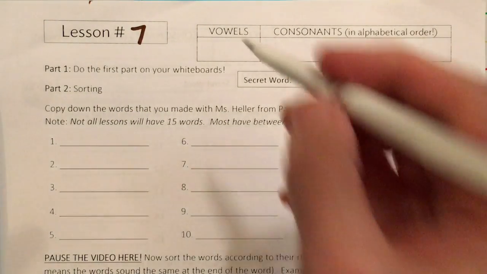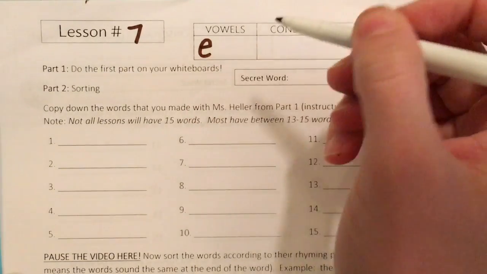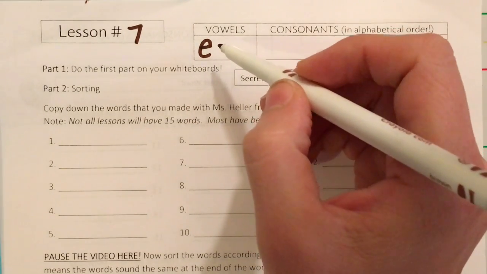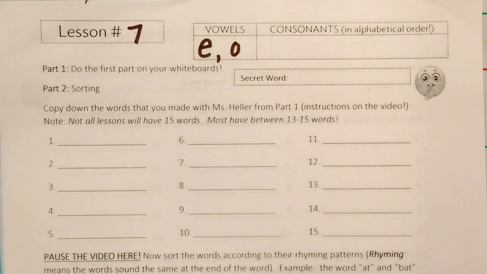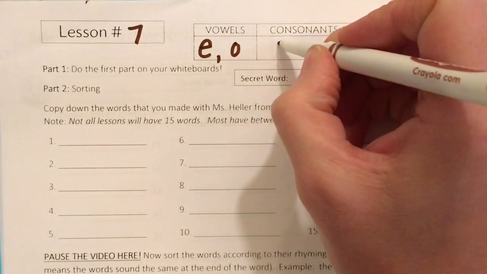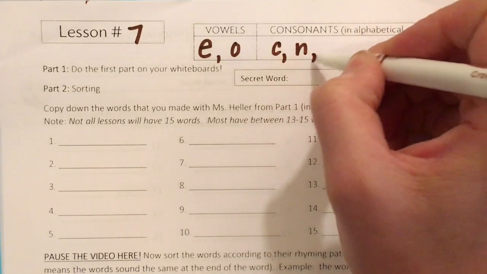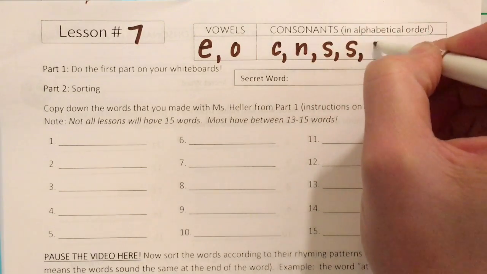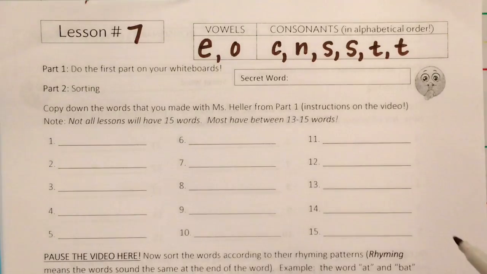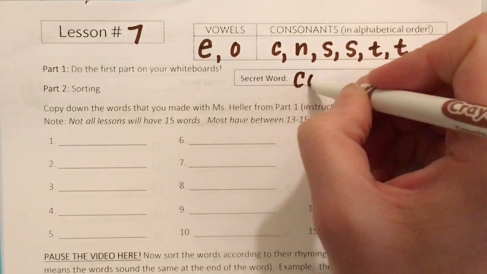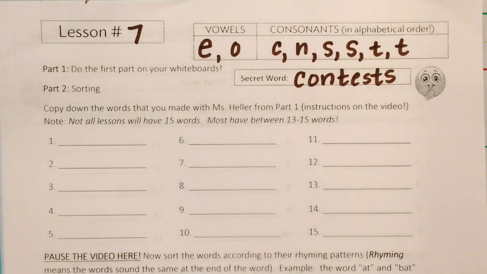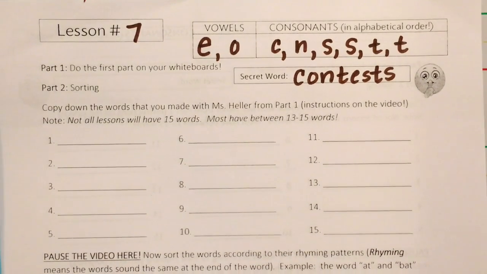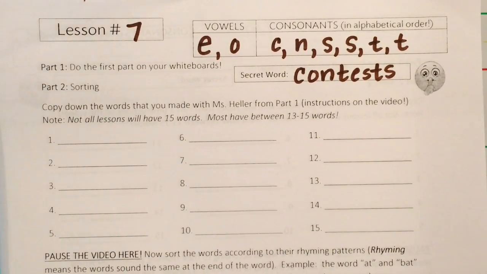The vowels today were E, which makes the sound eh, like egg or elephant, and O, which makes the sound ah, like octopus. Then we had the consonants C, N, S, S, T, and T. Our secret word was the word contests, so you can fill that in right here. And let's get ready to copy down the words that we made from part 1.